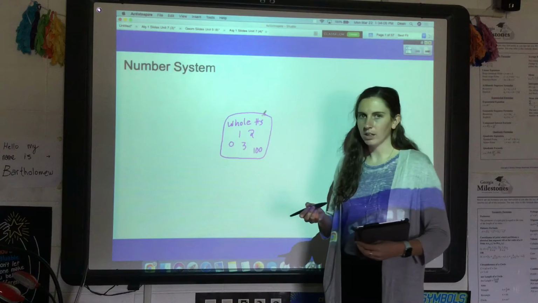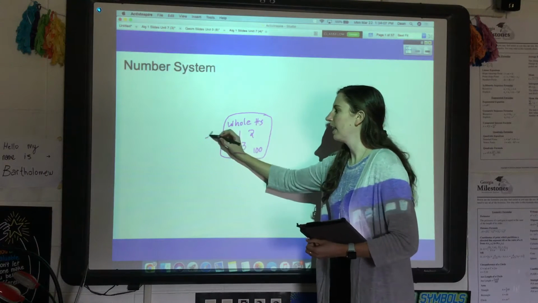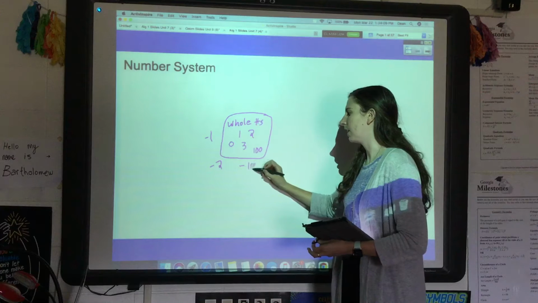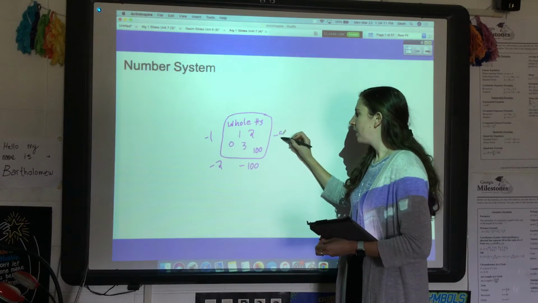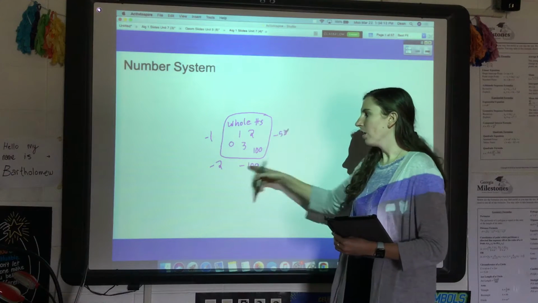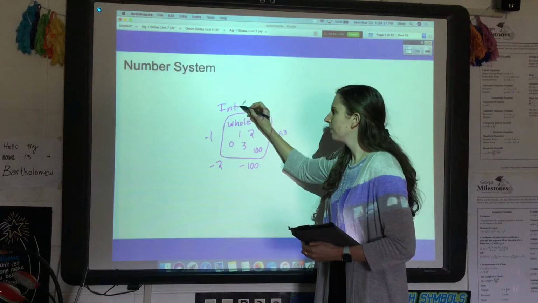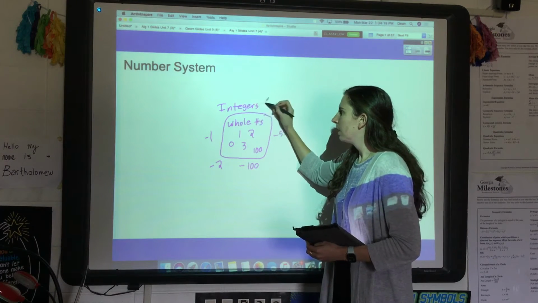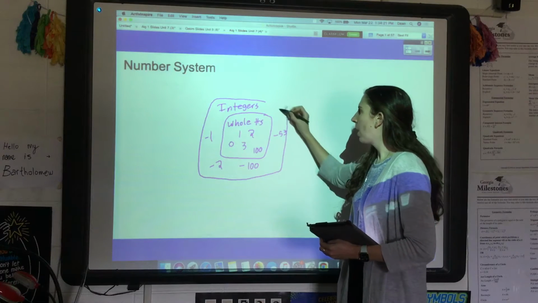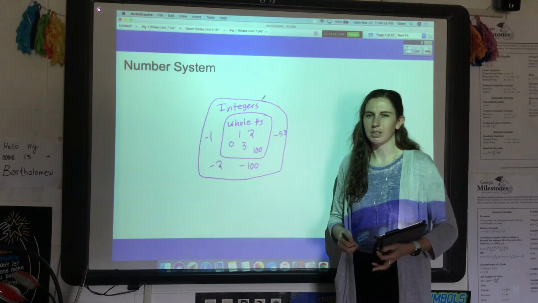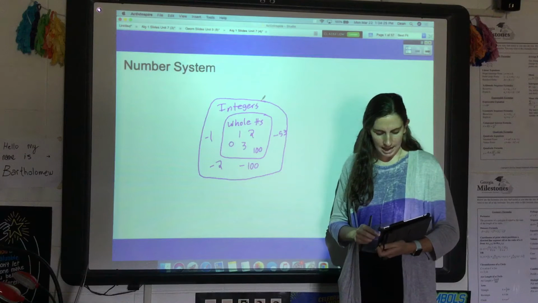And then at some point you learn negatives as well. So you've got -1, -2, -100, -53. All the negatives plus the positive whole numbers make up the integers. But all of these don't include decimals and fractions and that kind of thing.